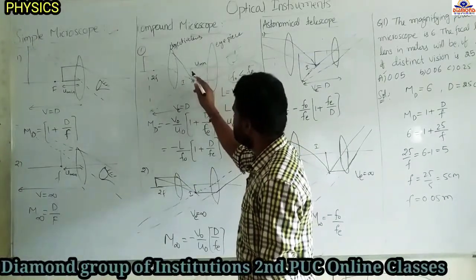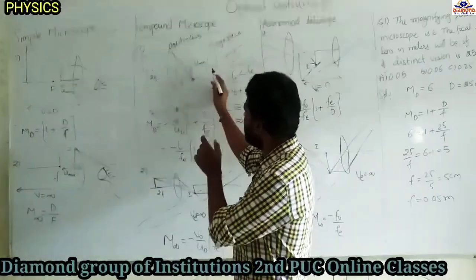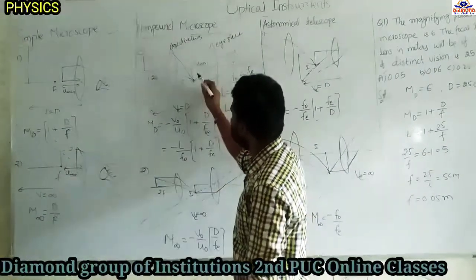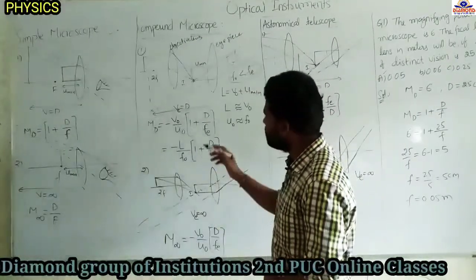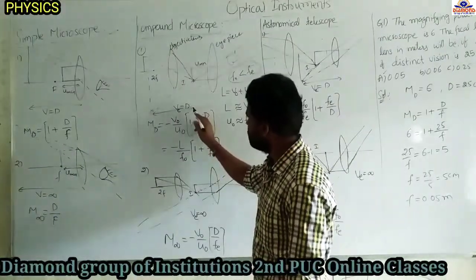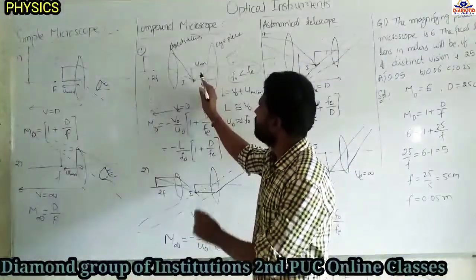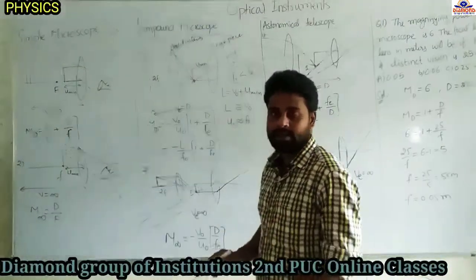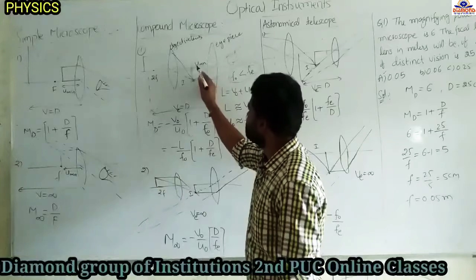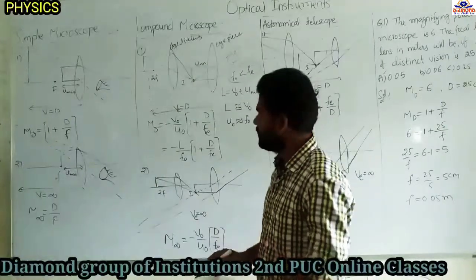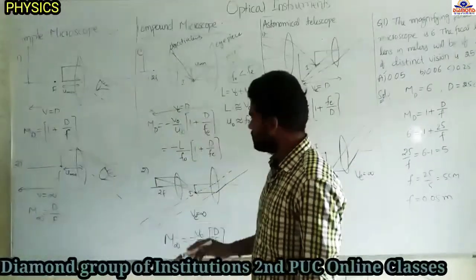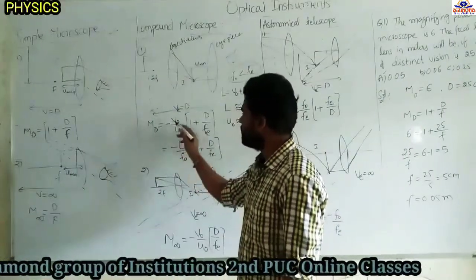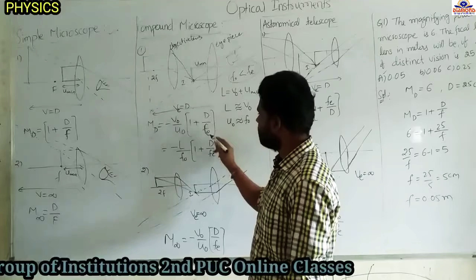I am adjusting this eyepiece to form the image at the least distance of distinct vision. To form the image at the least distance of distinct vision, the object should be in between the focus and the optical center. So that time the distance of the object is the minimum. Whenever the image is at the least distance of distinct vision, the magnifying formula is minus V naught by U naught into 1 plus D by Fe.